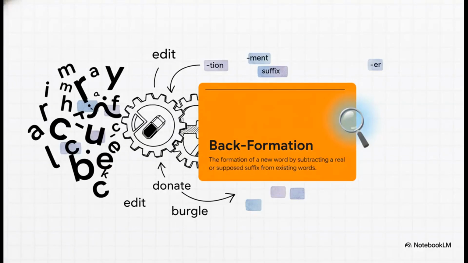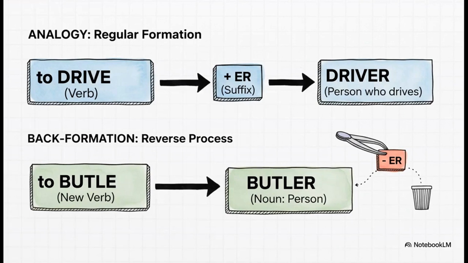Okay, this one is pretty wild. It's called back formation, and it's basically like reverse engineering a word. You take a word, you think it has a suffix, and then you just pull that suffix off to make a new, simpler word. So here's the deal. People heard the noun butler, right? And they just kind of worked backward. They probably thought, well, a driver is someone who drives, so a butler must be someone who buttles. And just like that, a brand new verb was born.